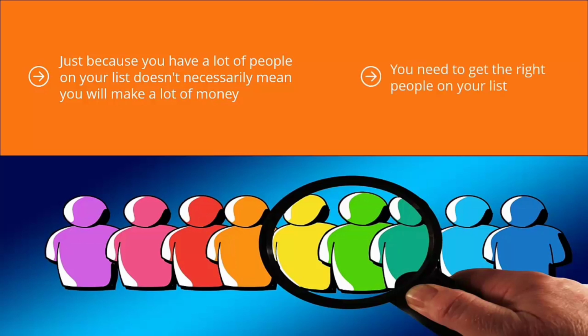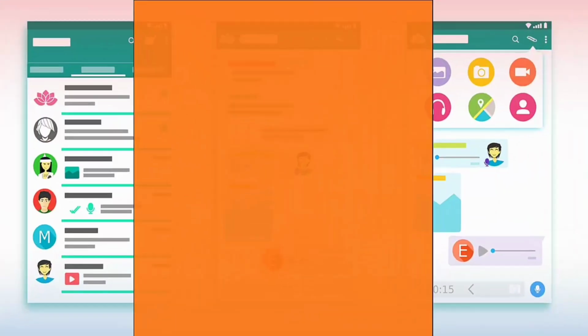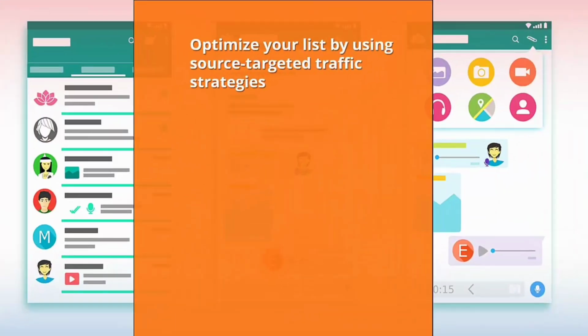You need to get the right people on your list. Otherwise, you're going to get a lot of freebie downloaders on your list. These people don't even bother to unsubscribe, but the damage remains the same. They are not likely to open your emails and not likely to convert. How can they? They don't even read your emails. Optimize your list by using source-targeted traffic strategies.